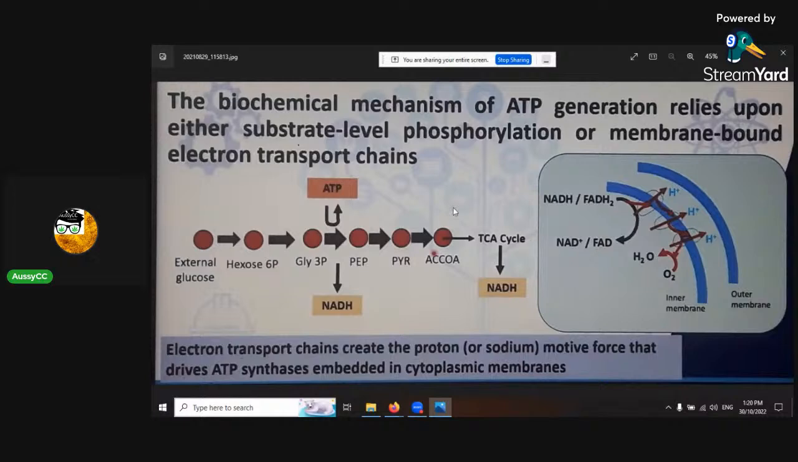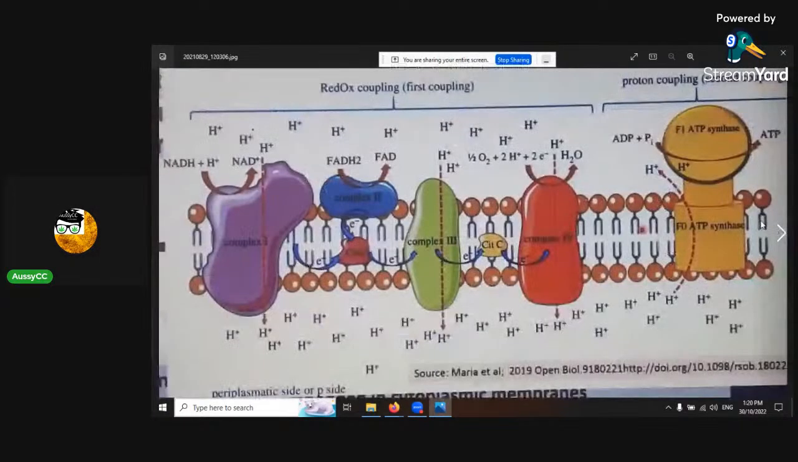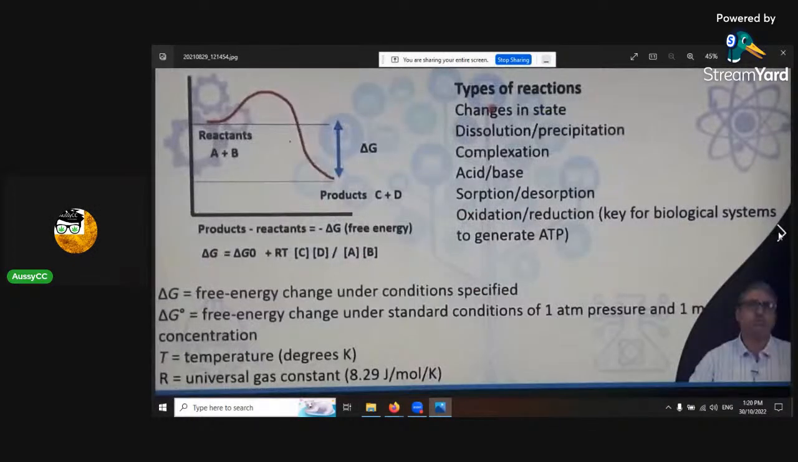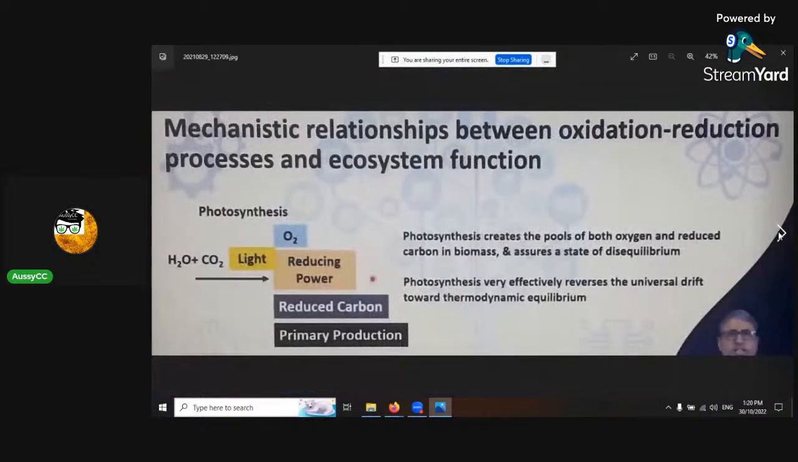Biogeochemical mechanism ATP production relies on. That's pretty technical. This is some cell coupling. This is cool. This is like the cell wall. All right, this goes into detail. All right, it's really detailed. Free energy.